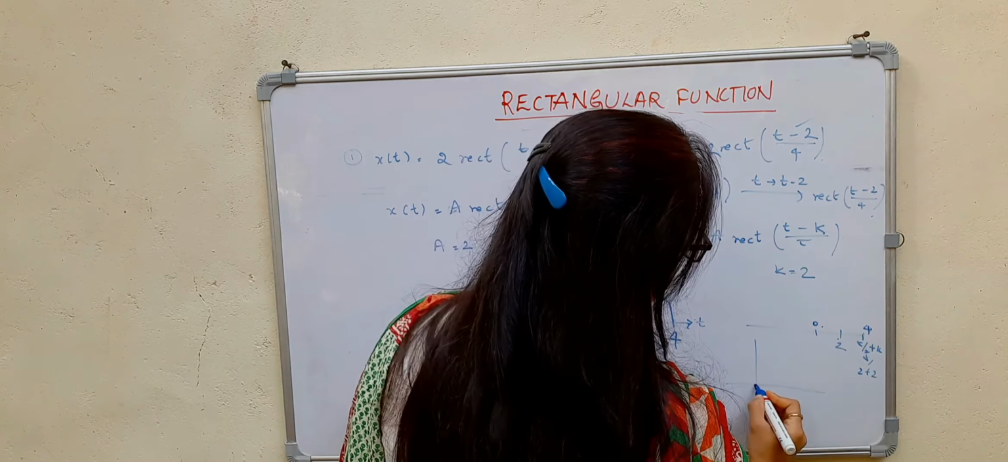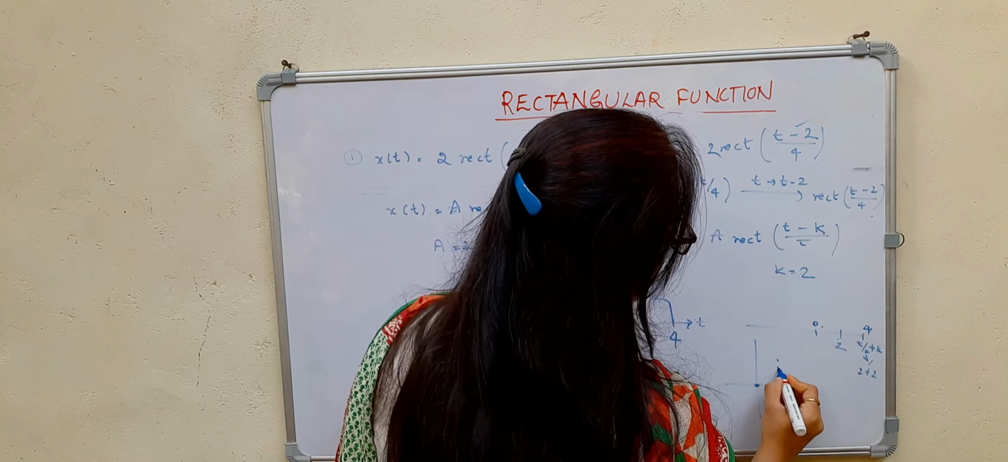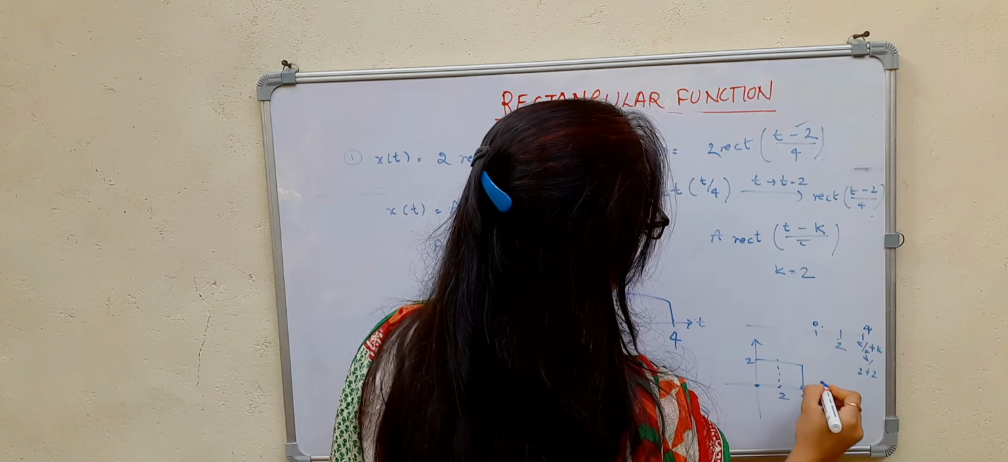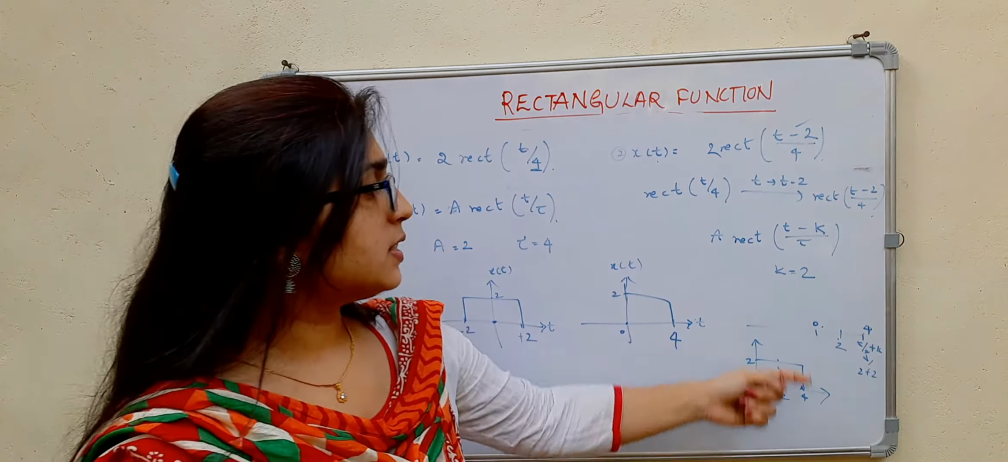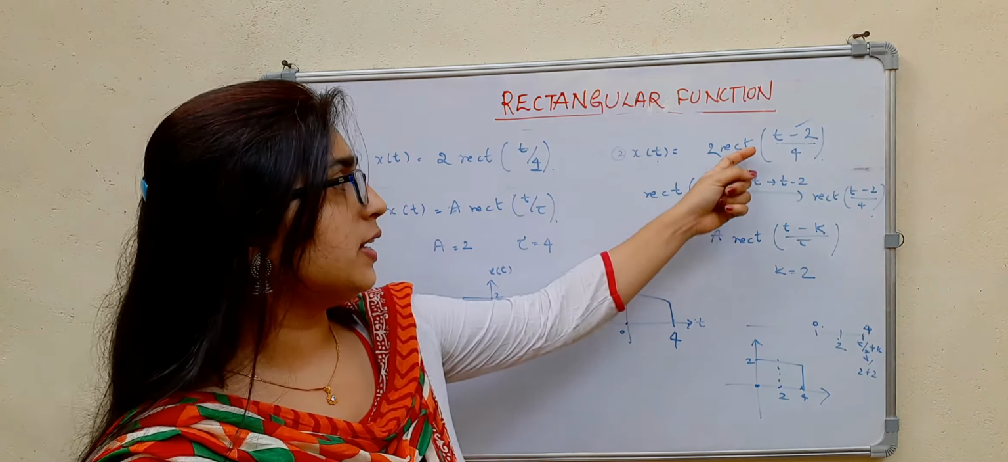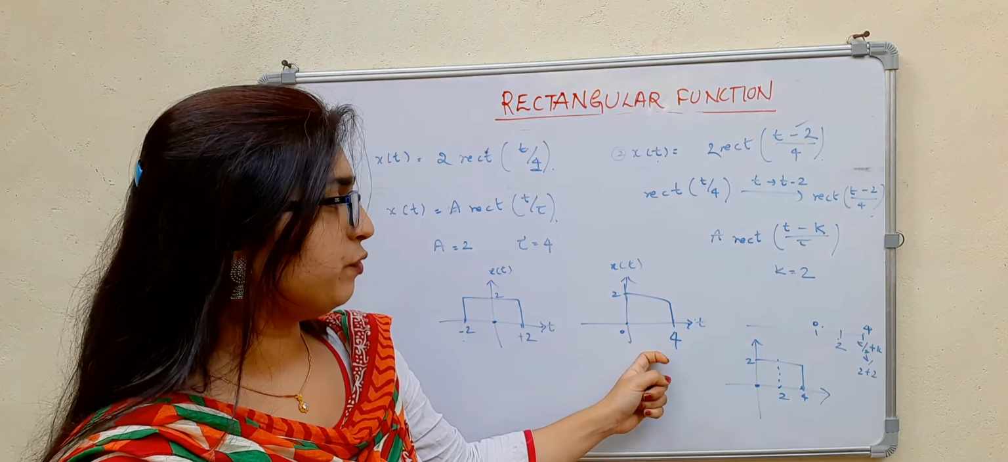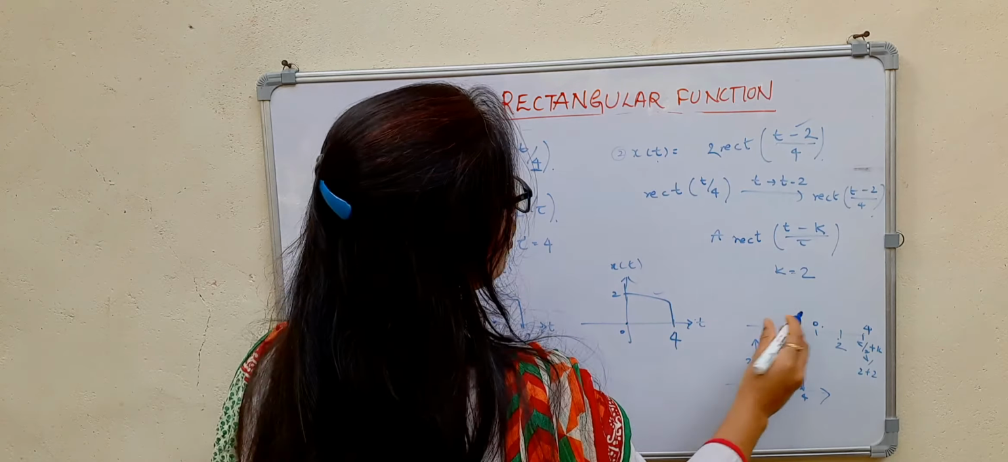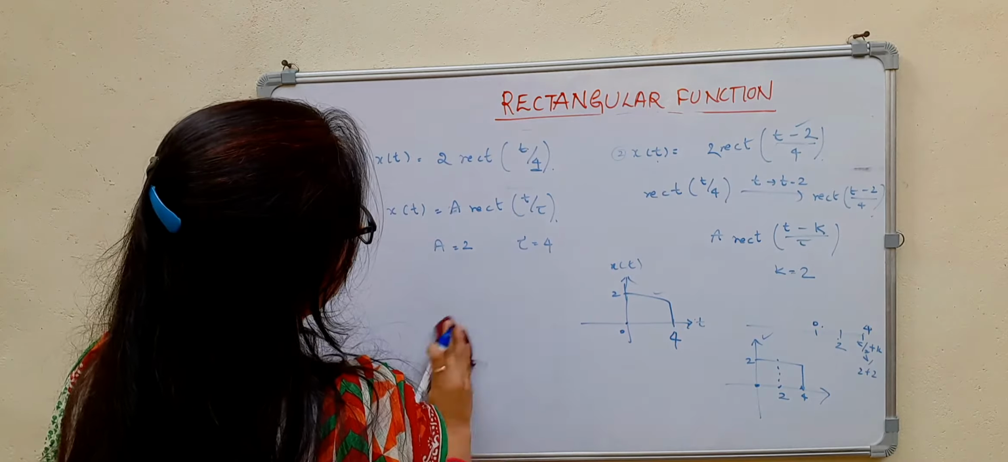That means 0, 4, center it is at 2. This is the amplitude 2. See, this is derived from the standard formula. Here we have shifted this function, that is rectangular t by 4, we have shifted. Okay, so then we got this, right? So both are same. We can use another method.